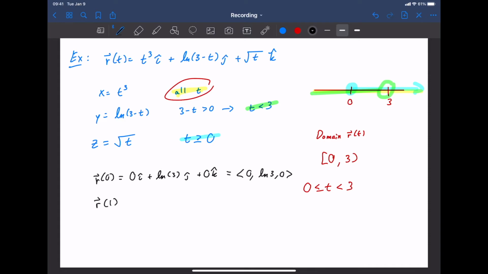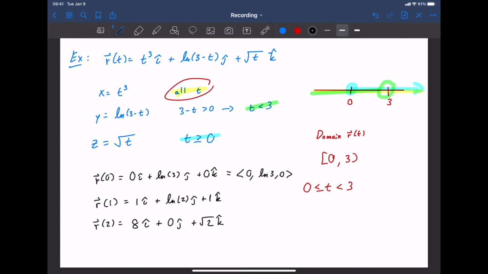And r of 1, just to be clear here, is 1 i hat plus natural log 2 j hat plus 1 k hat. And I guess just to show you that things don't have to be the same in the i and the j component, at 2, we'd be getting 0, since natural log of 1 is 0, plus root 2 k hat.